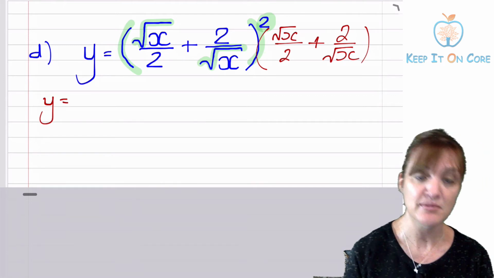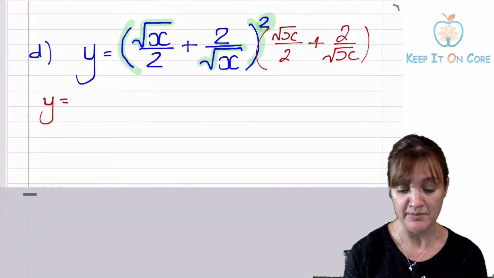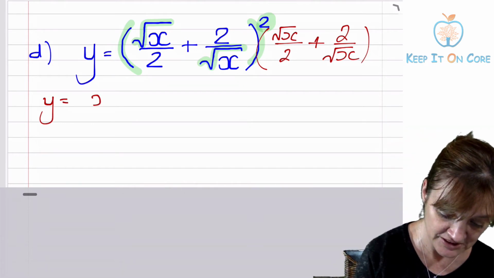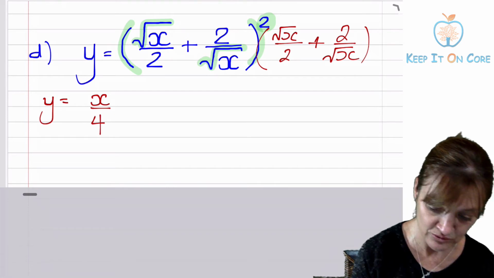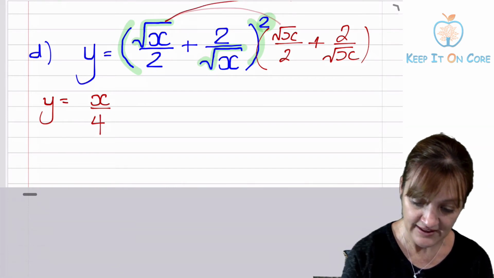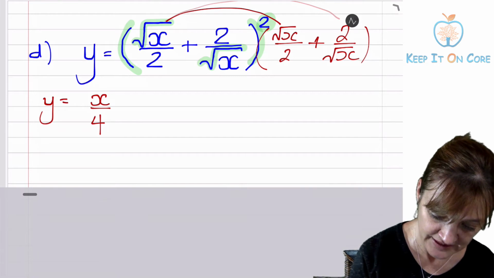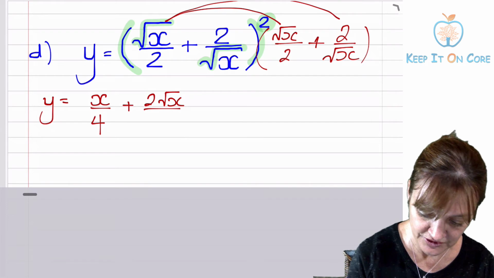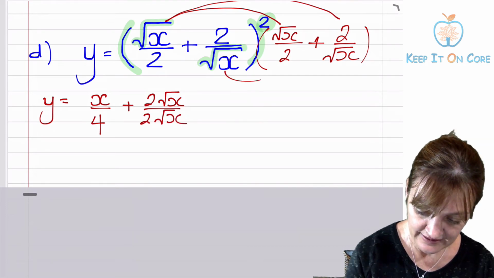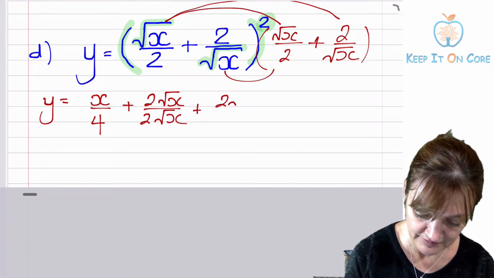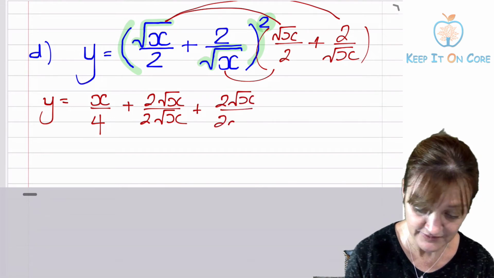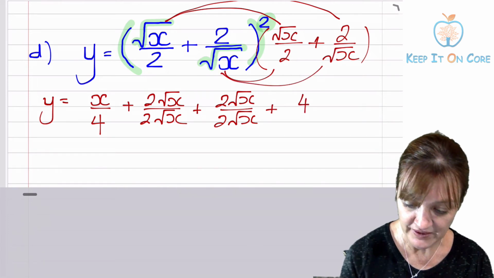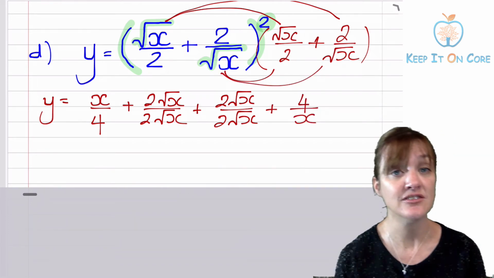So if I times them out, remember when you're multiplying fractions, all I need to worry about doing is timesing the top with the top and the bottom with the bottom. So root x times root x will be just x over 2 times 2, which is 4. Those are the firsts. Let's do outers. 2 times root x is 2 root x over the denominator, which is also 2 root x. Then let's do our inners. That's going to land up giving me 2 root x over 2 root x. And the last, 2 times 2 is 4 over root x times root x, which again is just x.